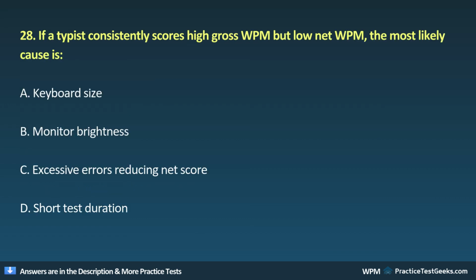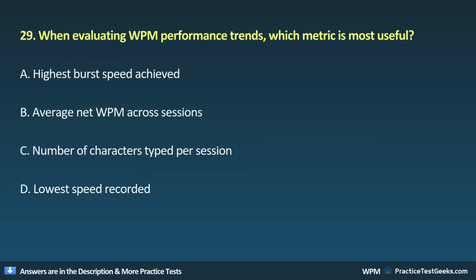28. If a typist consistently scores high gross WPM but low net WPM, the most likely cause is A. Keyboard size. B. Monitor brightness. C. Excessive errors reducing net score. D. Short test duration.